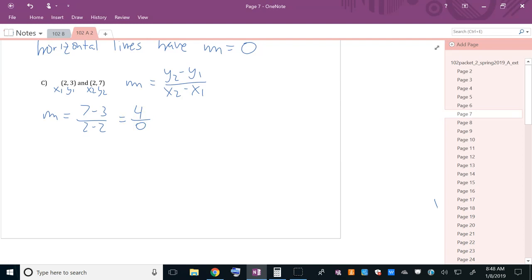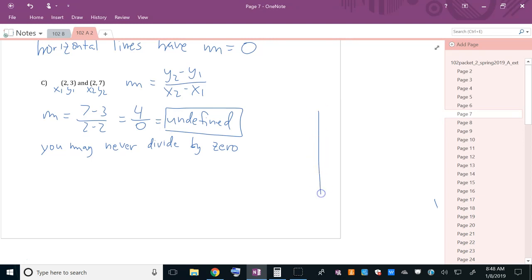Now, if you type that into your calculator, it's going to give you an error message. That's because you may never divide by 0. That's something we're not supposed to do. However, we're doing something we're not supposed to do, so we have to have some way to describe this. So we describe it as undefined because we're doing something we're not allowed to do.